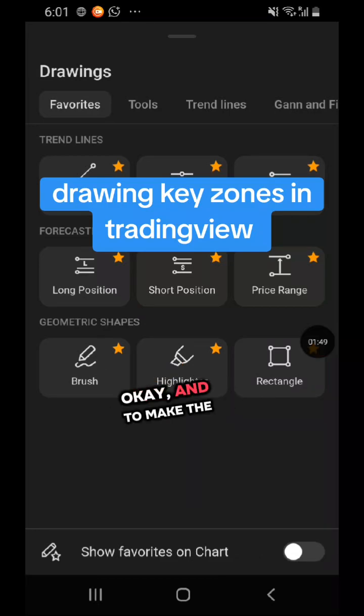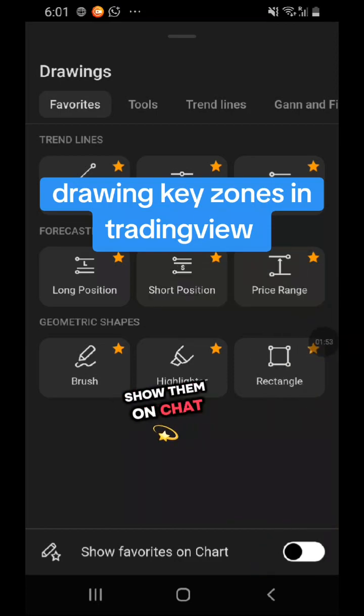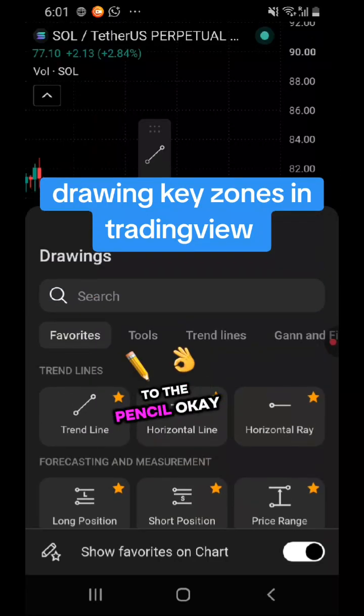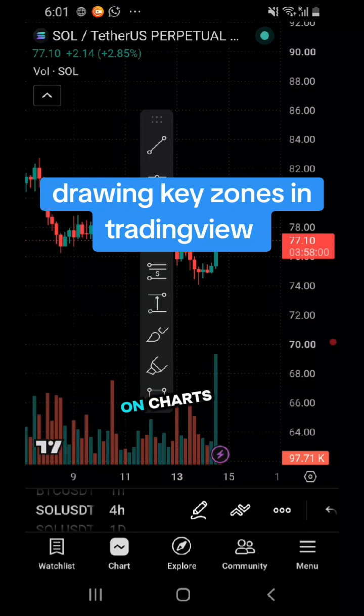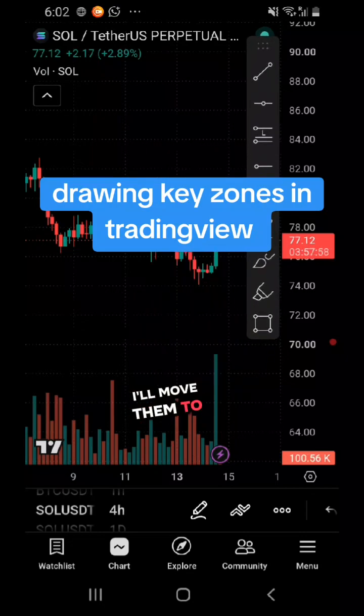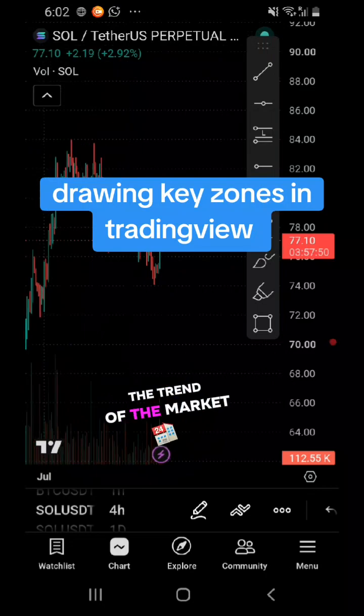Okay? And to make that work simple, we are going to add them on chart. We are going to show them on chart, so that we don't keep coming back here to the pencil. Okay, since now our tools are on chart, I'll move them to this side, and we are going to begin with the very first one provided, which is the trend line. Now the trend line helps us know the trend of the market.